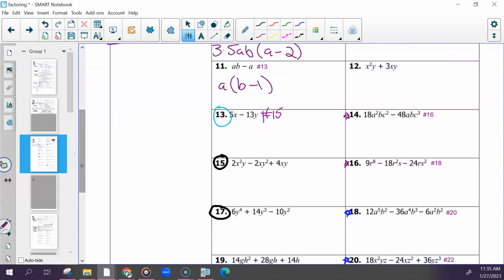For 13, is there anything we can divide out of those? Five and 13 are prime on their own. X and y are different. So because there's nothing besides 1, this would just be prime. You wouldn't put 1 and then (5x minus 13y), because that would be the same thing. Let's do 14.